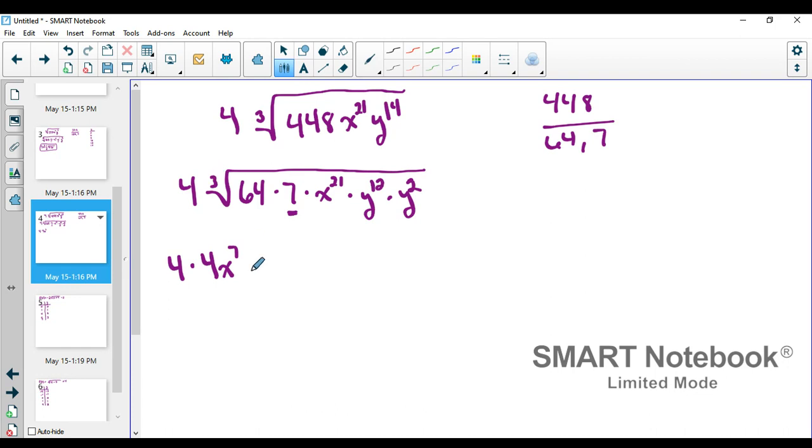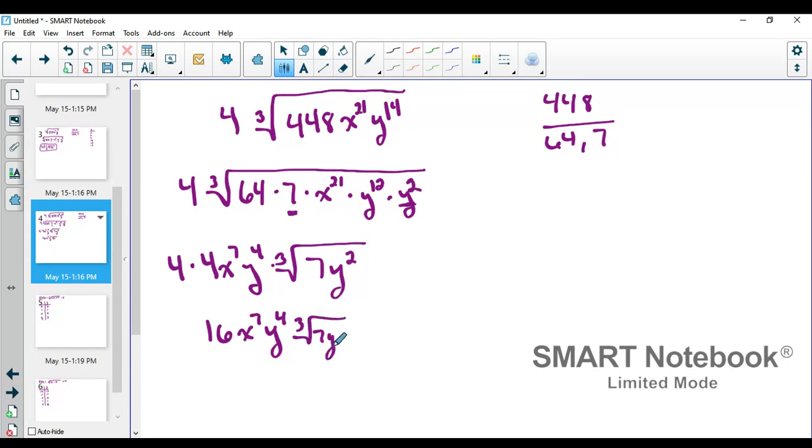12 divided by 3 is 4, so this is y to the 4th. And then 2 divided by 3 is not a whole number, so that's the one that's staying. So left under the radical sign is 7y squared. And then the last step is to multiply 4 times 4. So we have 16 x to the 7th, y to the 4th, times the cube root of 7y squared.